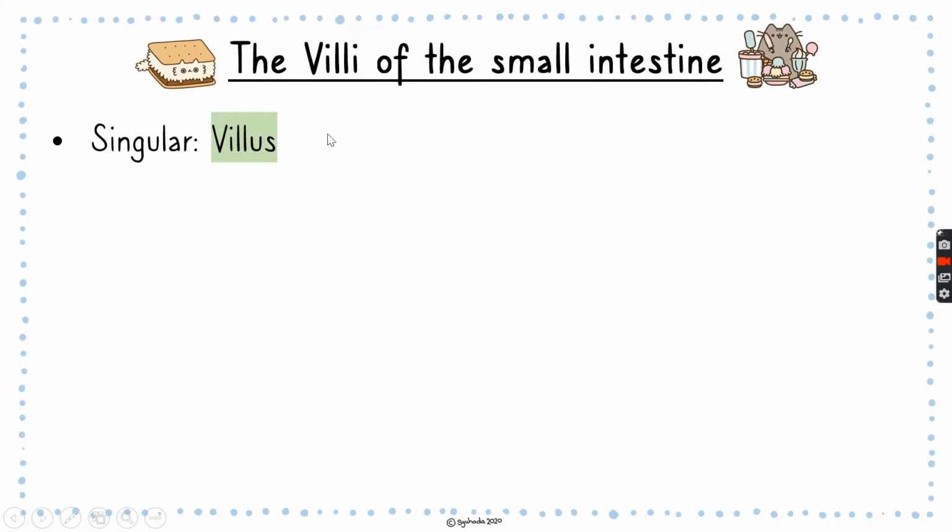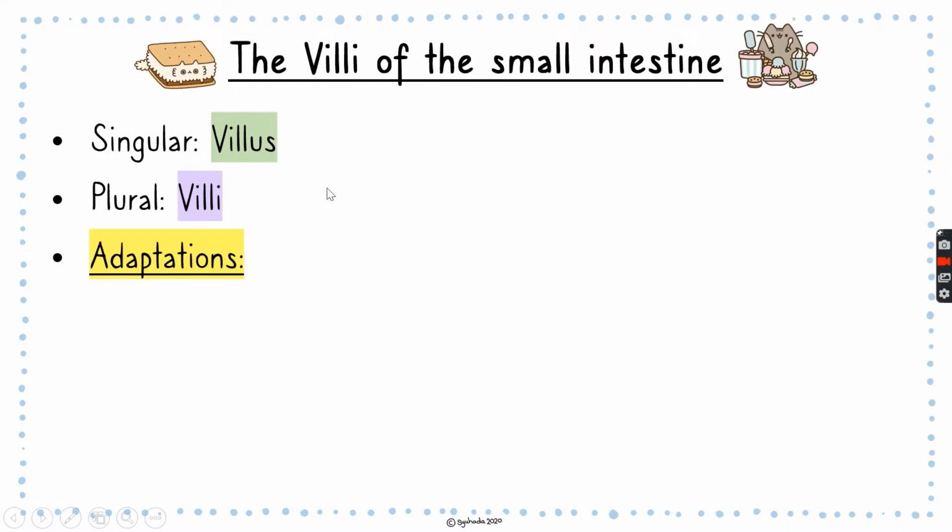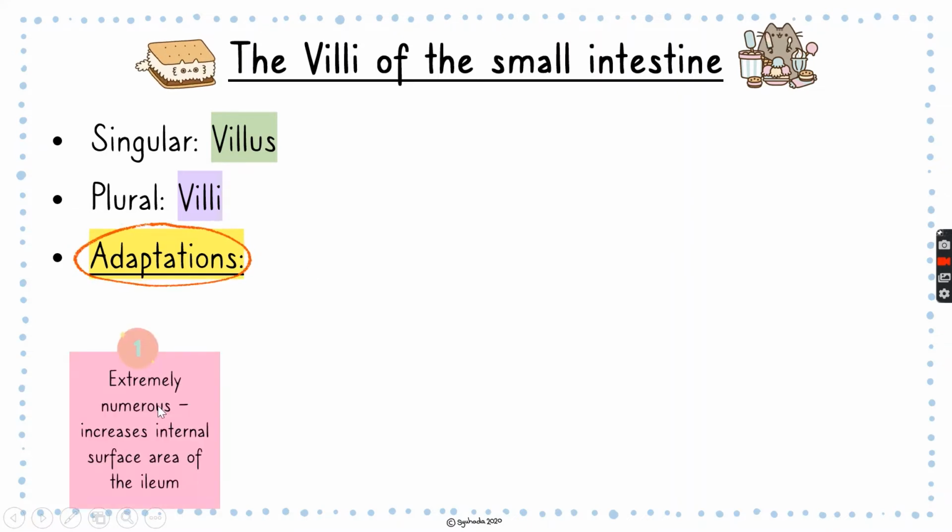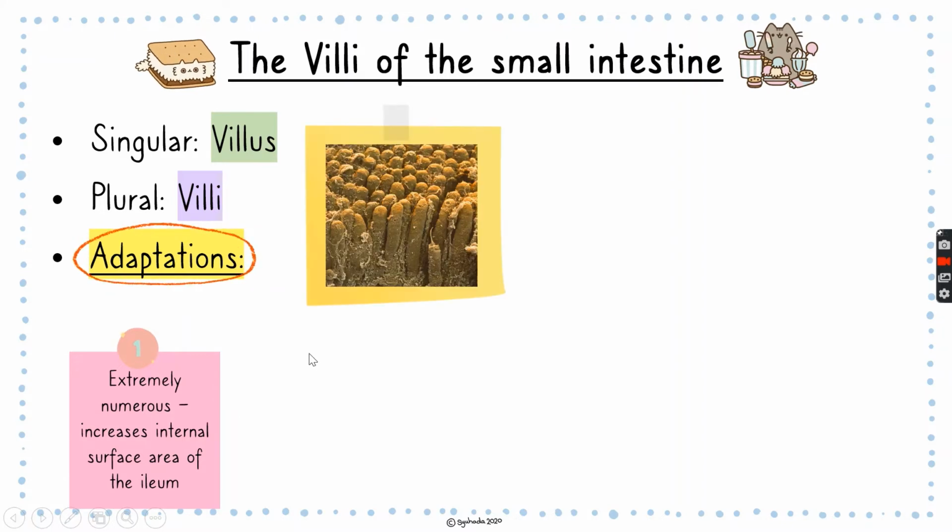The villi is the finger-like structure that we looked at. If you're talking about just one, you call that a villus, but plural, many of them, we call that villi. So this also has its own adaptations for absorption. Number one, it's extremely numerous. It means that there's a lot of them, which increases internal surface area of the ileum.